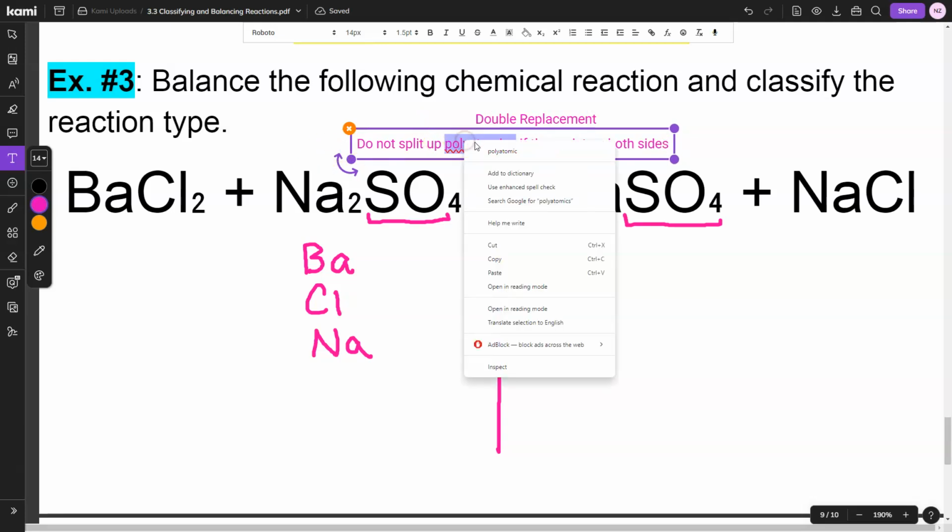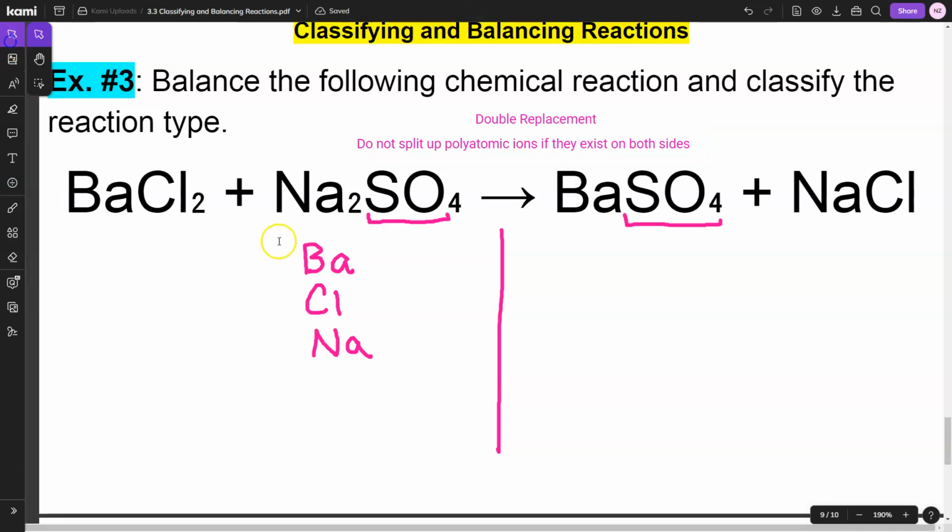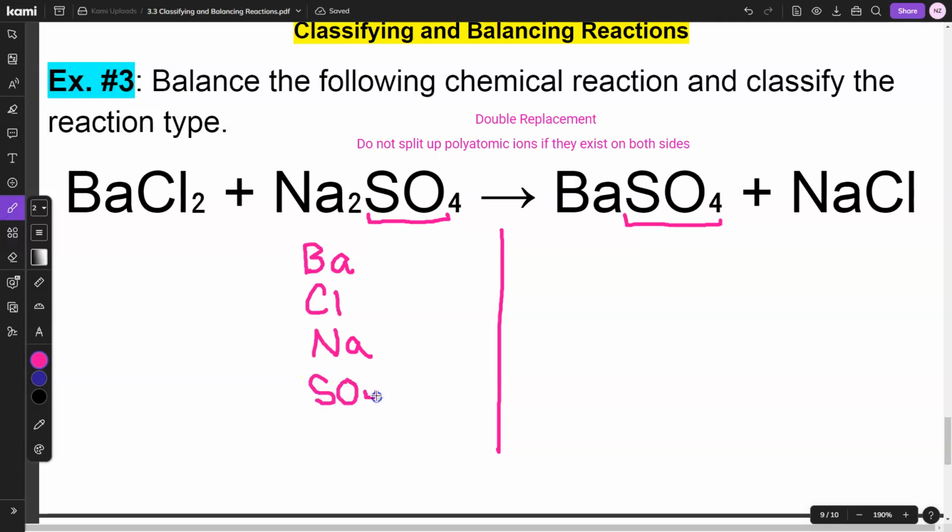How about polyatomic ions? That'll make spell check happy. There we go. All right. So what I mean by that is let's write it as SO4 sulfate. Okay. You're only allowed to do that if it exists on both sides. You don't need to split it into sulfur and oxygen. You can, but it makes your life a little bit easier if you don't.